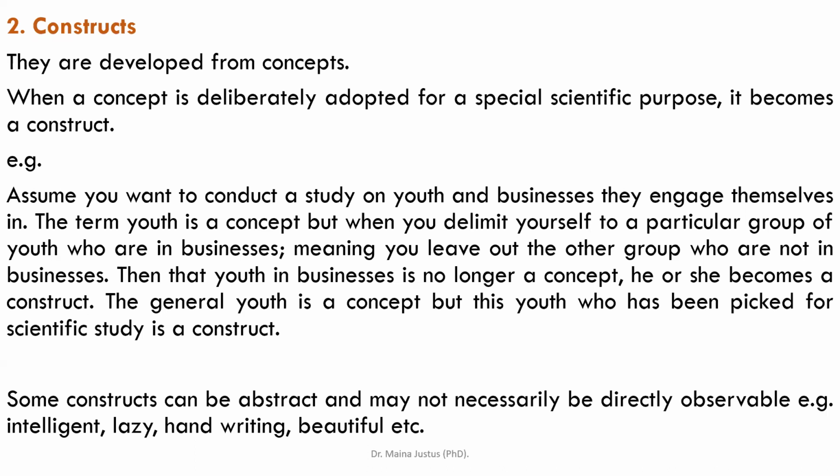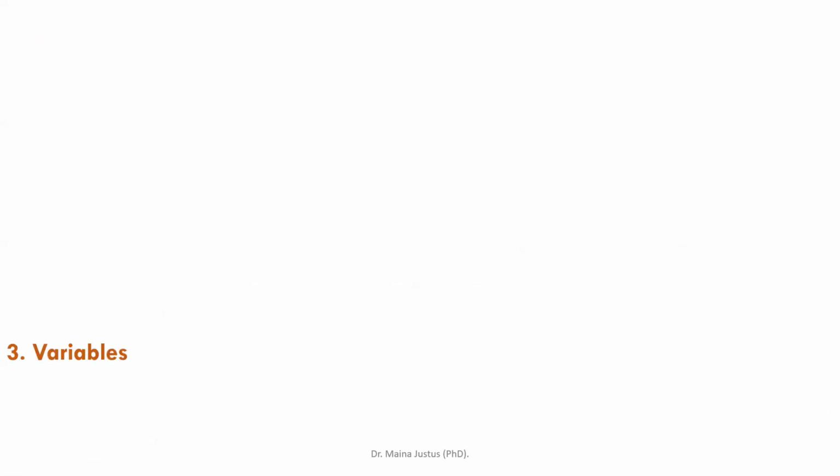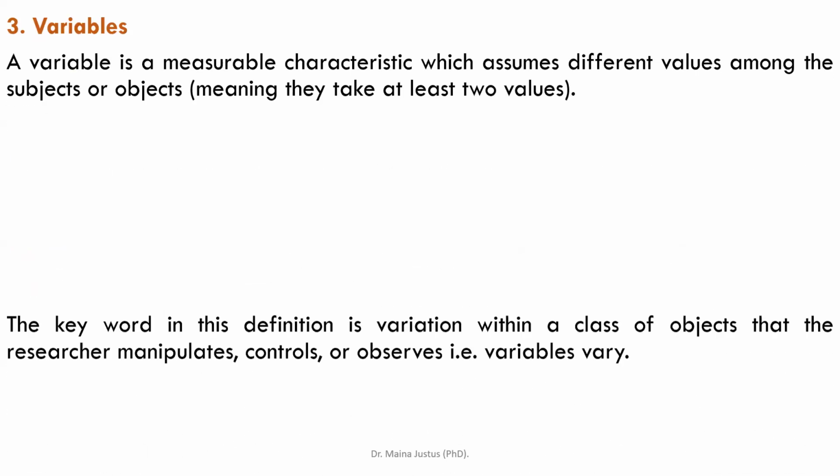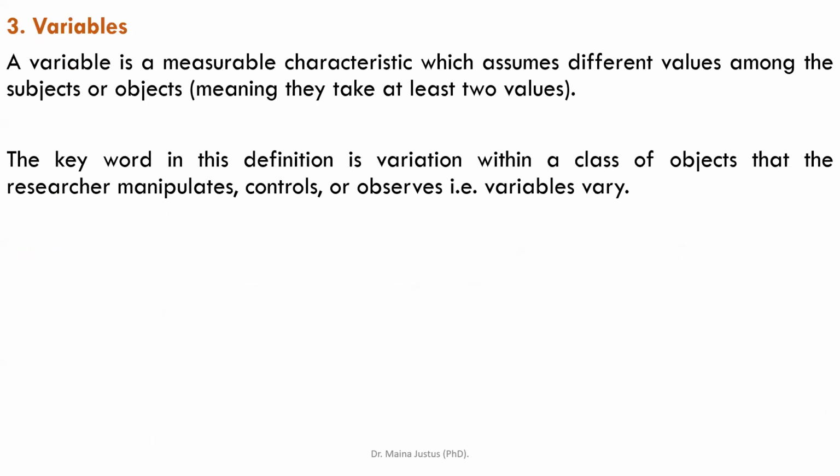And we have said a construct is something that has put on a lab coat, so it is ready for science. There's some scientific purpose in it. So the next thing would be a variable. To understand what a variable is, in simple terms, a variable is a measurable characteristic that takes different values. So that is why we have an independent variable and a dependent variable.